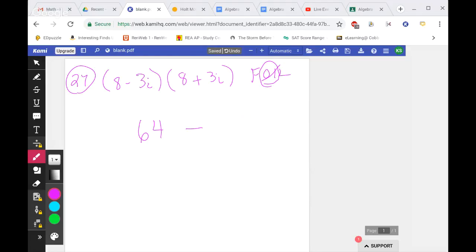And then -3i times +3i is -9i squared, which then looks like 64 minus 9 times -1, which then becomes this, which then becomes this. So your answer is 73.